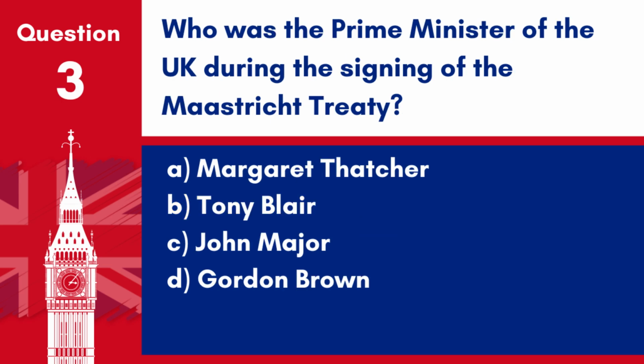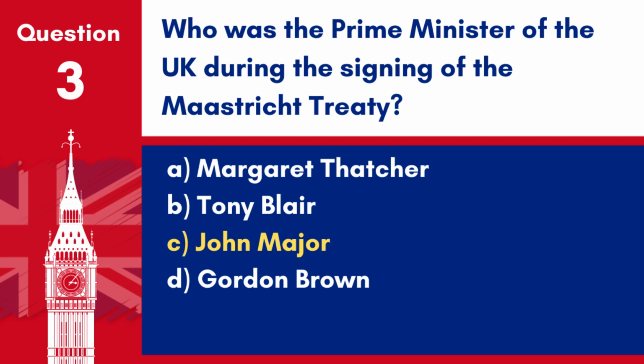Question 3. Who was the Prime Minister of the UK during the signing of the Maastricht Treaty? A. Margaret Thatcher. B. Tony Blair. C. John Major. D. Gordon Brown.